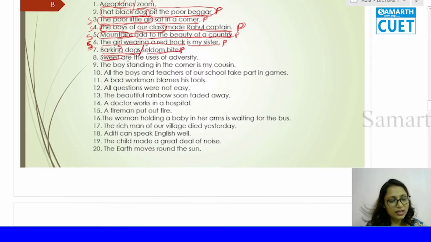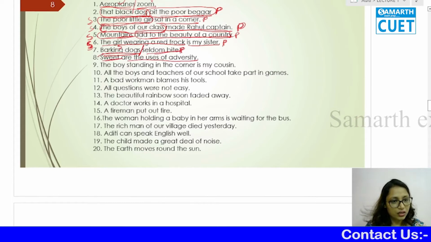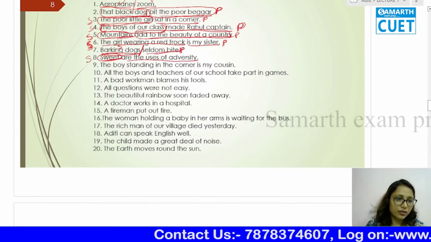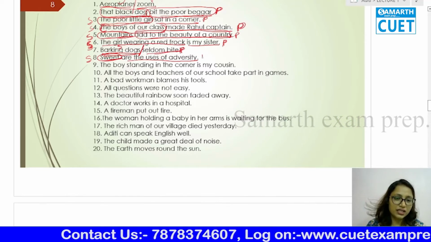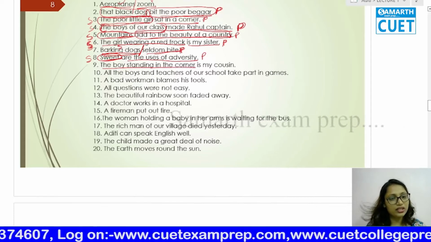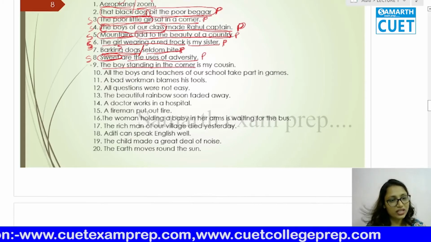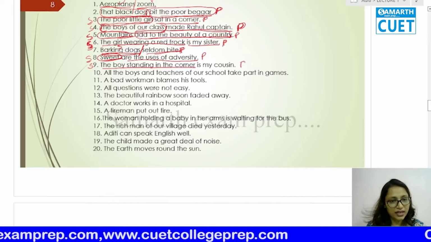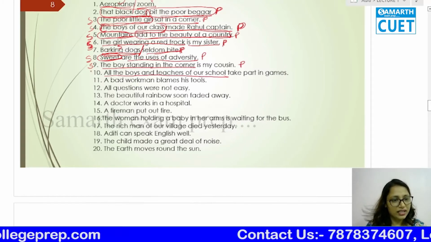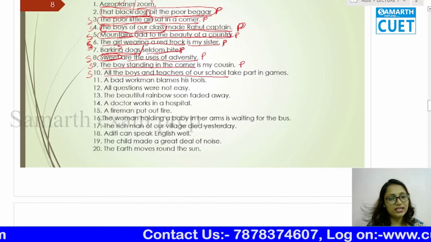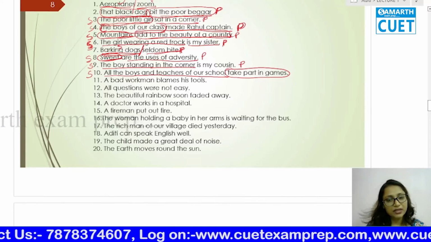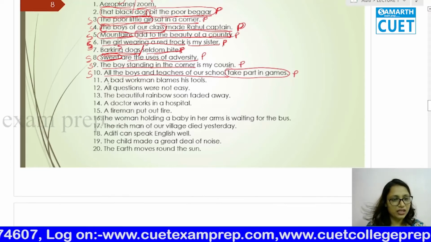Sweet are the uses of adversity. Sweet means, सबको पता है, मीठा, but here sweet is the subject and are the uses of adversity is a predicate. The boy standing in the corner is my cousin. So the boy standing in the corner is subject and is my cousin is a predicate. All the boys and teachers of a school. So that is a subject because we are talking about all the boys and teachers of our school. And what will they do? What are we saying about them? That they will take part in games. So that is a predicate. Take part in games will be a predicate.